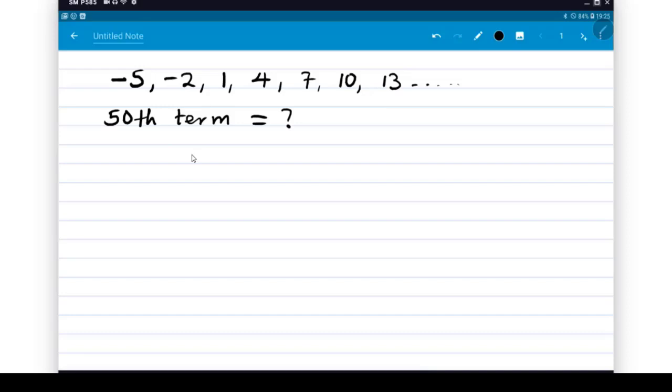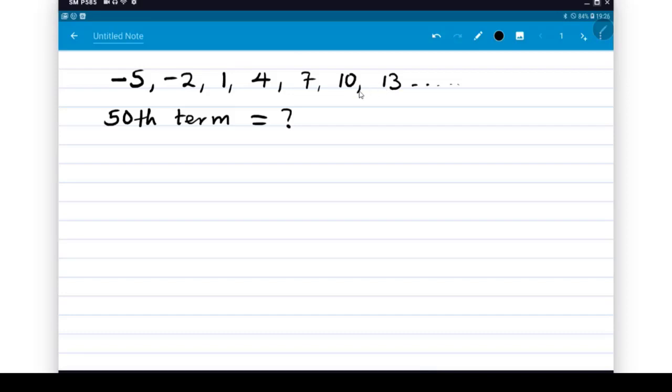Now, to find any member of the sequence, remember, we check if it has a common difference so that we can apply our formula. Check the pattern and see what we do to the terms to produce the next. And of course, from minus 5 to minus 2 simply means we are adding 3. Plus 3 we have minus 2, plus 3 we have 1, plus 3 we have 4, plus 3 we have 7, plus 3 we have 10, and so on.